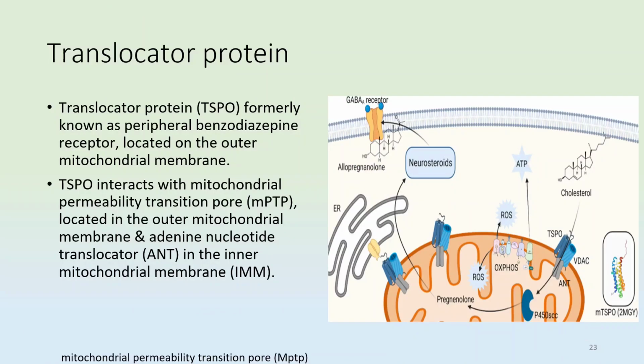Now TSPO, which is basically the translocator protein, formerly known as peripheral benzodiazepine receptor, is located on the outer mitochondrial membrane. TSPO interacts with the mitochondrial permeability transition pore located in the outer mitochondrial membrane and the adenine nucleotide translocator ANT on the inner mitochondrial membrane.